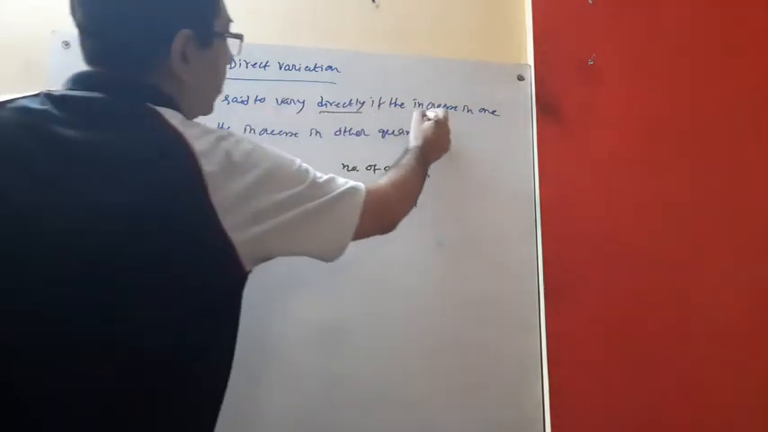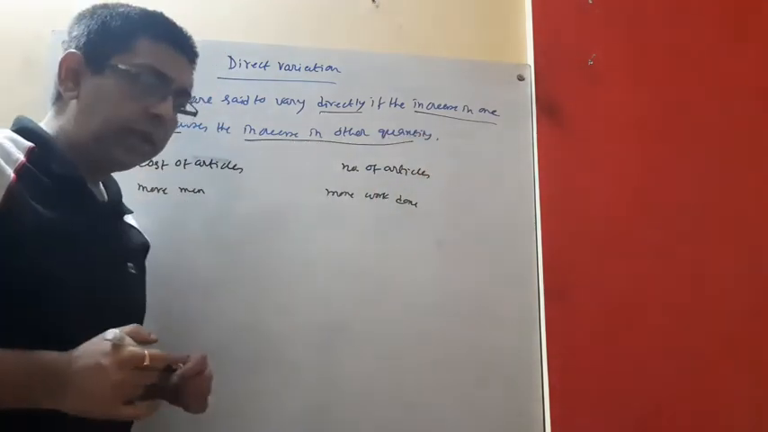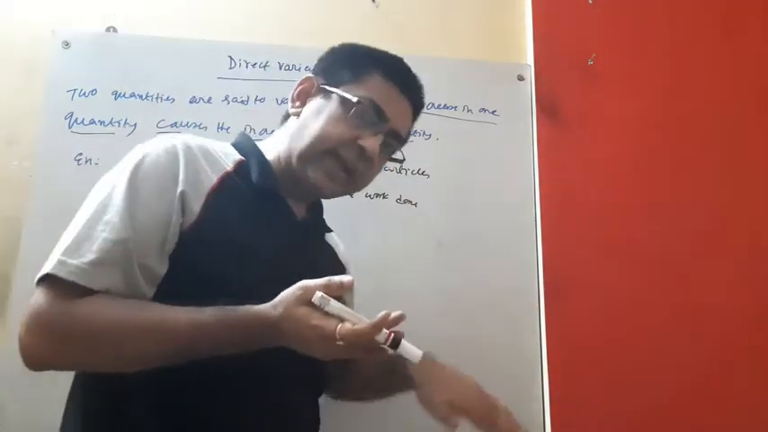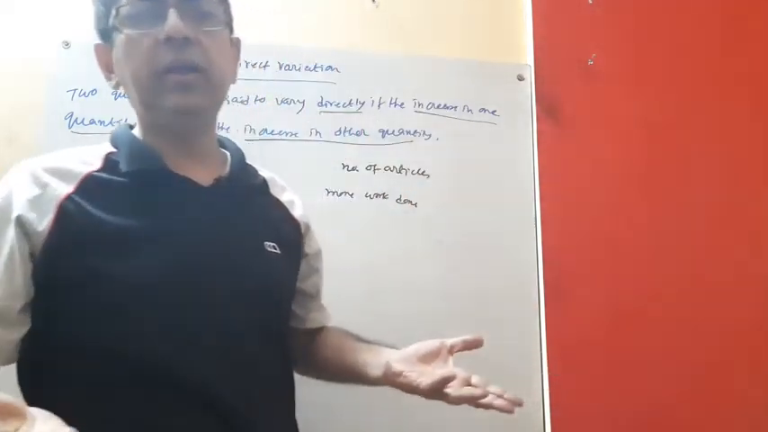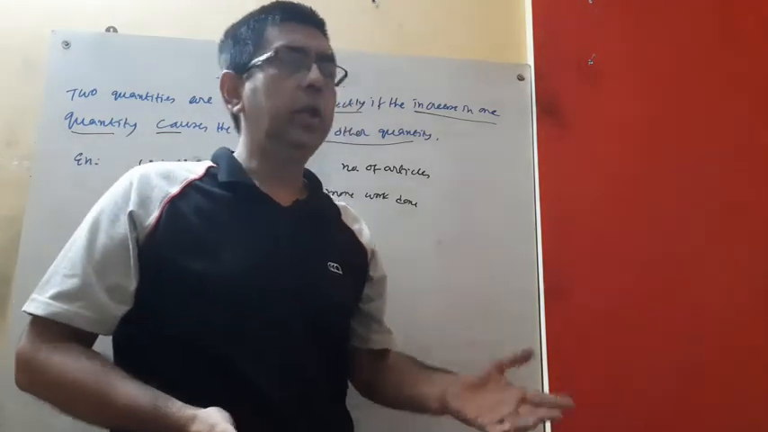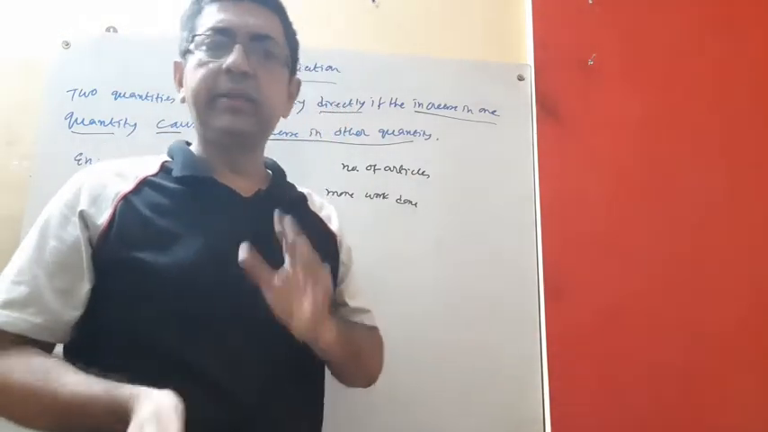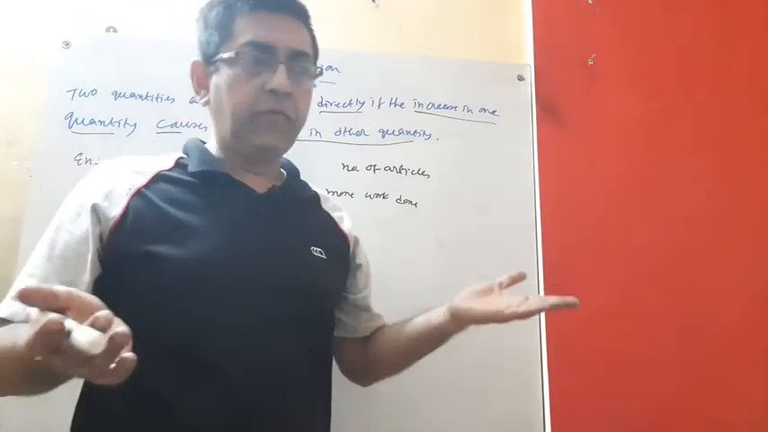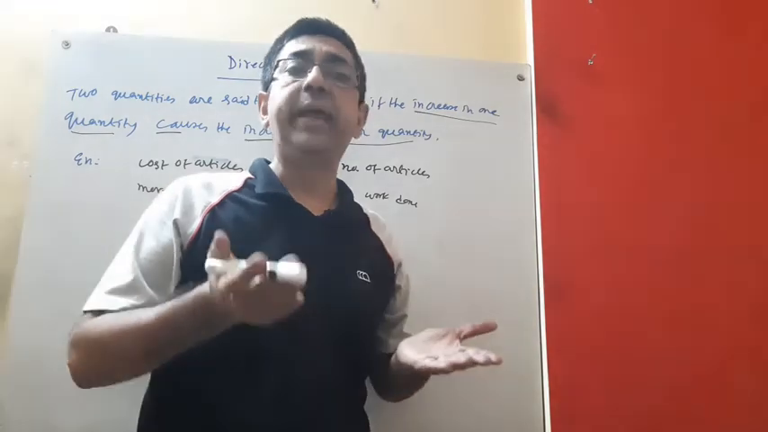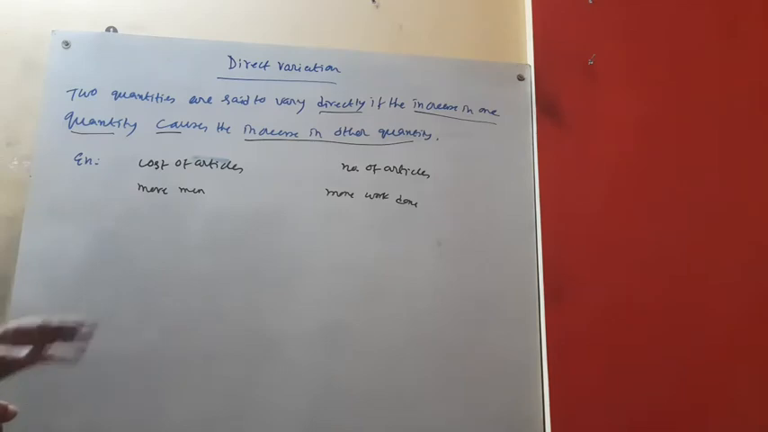if the increase in one quantity causes the increase in the other quantity. That means if one quantity increases, the other quantity increases. If one quantity decreases, the other quantity decreases. What is quantity? Quantity is any measurable thing. That is number of men, right? Number of men, work, cost of article, number of articles. These are all quantities. So what we are trying to do is make a relation between these two quantities. That is called direct variation.